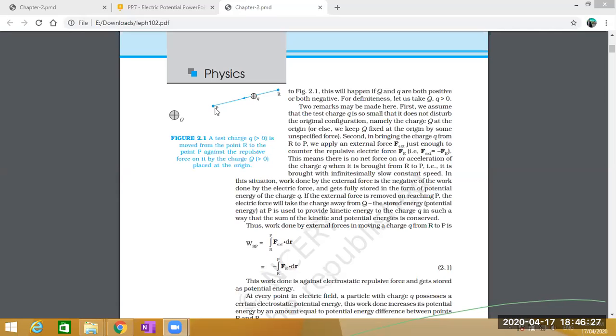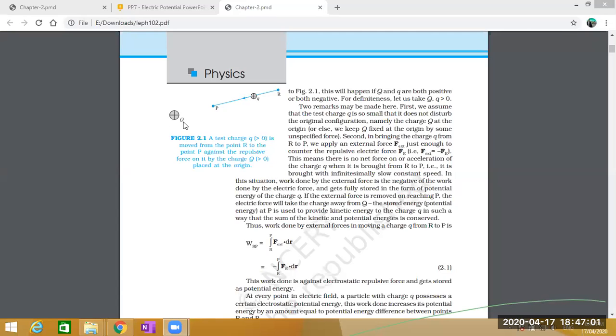And if you want to test whether work has been stored as energy in the test charge, you will realize it after releasing the test charge. As soon as, after bringing the test charge q from anywhere to this point, you release it, you will see that this test charge small q will move on its own away from this fixed source charge.